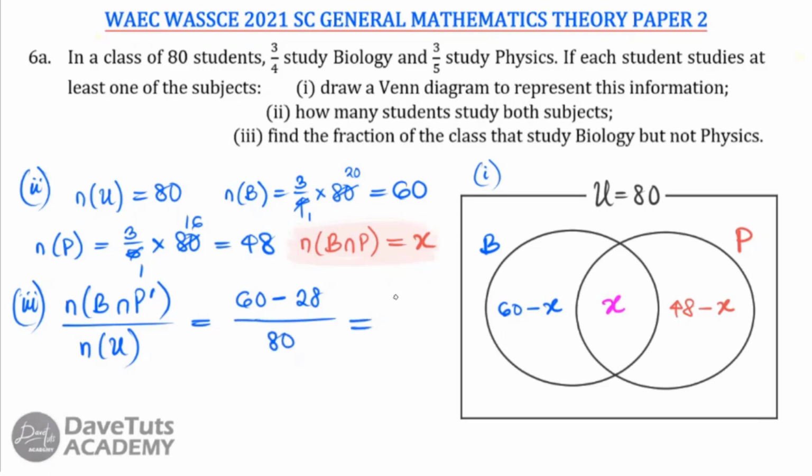If you are just to do this, this will be 32 over 80, and for 32 over 80, we have 16 in 32, that is 2, 16 in 80, that is 5. So the fraction of the class that study biology but not physics is nothing but 2 over 5. And with that, we've been able to look holistically at this question, interpret the question correctly, and give the answer as requested. All right.